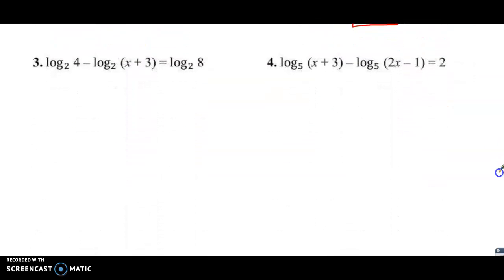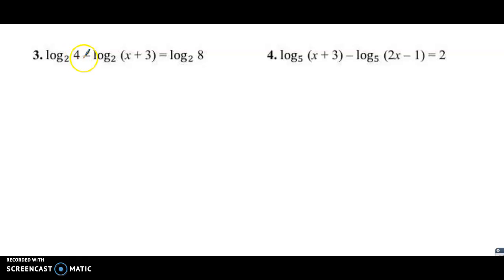So our next two examples are very similar to those. We have a minus, so we're going to do the same thing. When I look at these, my logs all have the same base. When I see that minus, I know I'm going to be dividing my 4 by my x plus 3. So we will write 1 log base 2 of 4 divided by x plus 3 equals a log base 2 of 8.